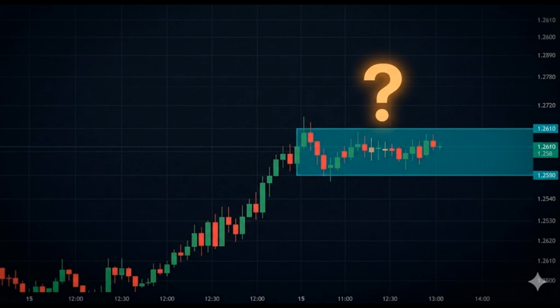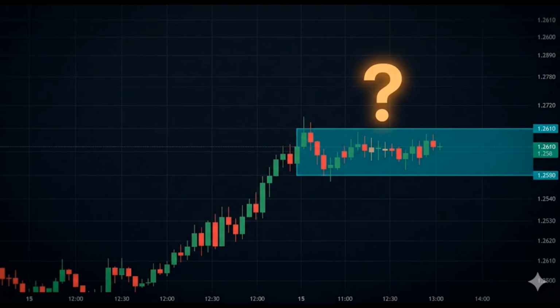You've marked the order block, the FVG, the breaker. Price has returned to the zone, and now you're sitting there watching candles form inside it, and you still don't know if you should enter. You know the where. The problem is the when. This is the zone trader's dilemma.